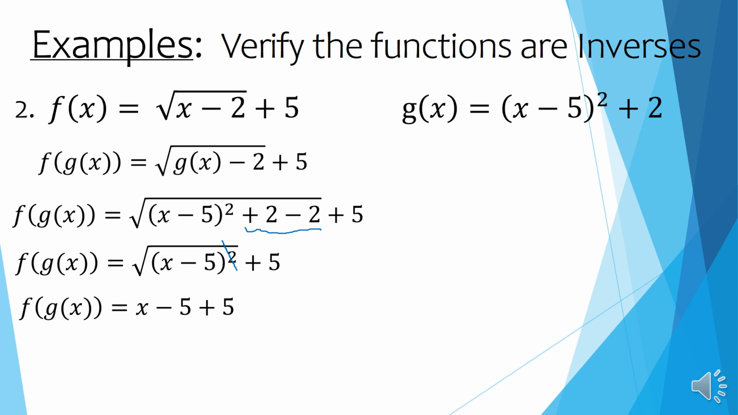Therefore, f of g of x does simplify just to give us x, because the positive 5 and the negative 5 undo each other as well. All right, we've got to check the next composition, make sure it works over here as well.